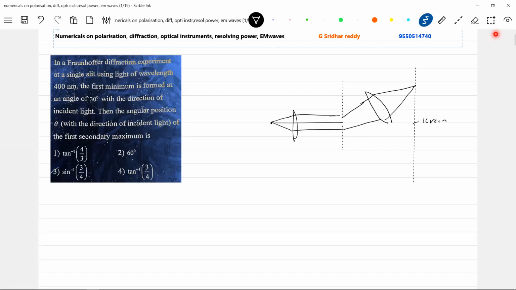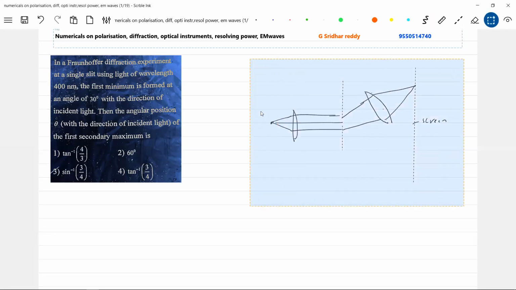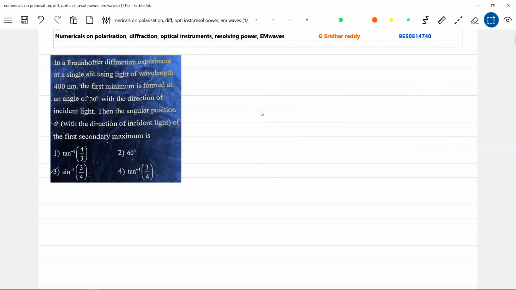This is called Fraunhofer diffraction. So we don't study the Fresnel diffraction, because a lot of maths will be involved. Okay, this is what we call Fraunhofer. I'll not show the lenses, will not show all those lenses, like this.